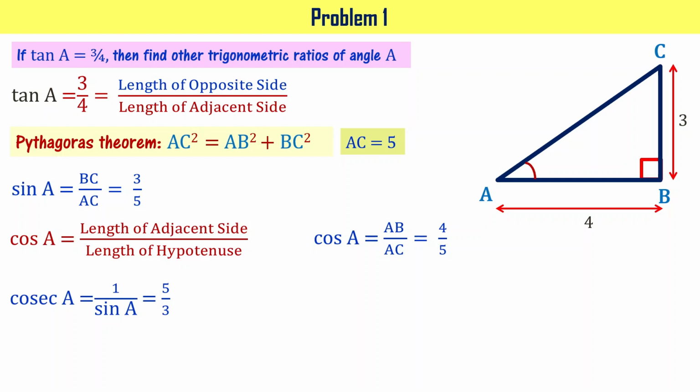And cosec A, we know that is 1 by sin A. So it is going to be 1 by 3 by 5, equal to 5 by 3. Sec A is 1 by cos A, that is going to be 5 by 4. And cot A is 1 by tan A. Tan A is given, that is 3 by 4. It means cot A is going to be 4 by 3, right?